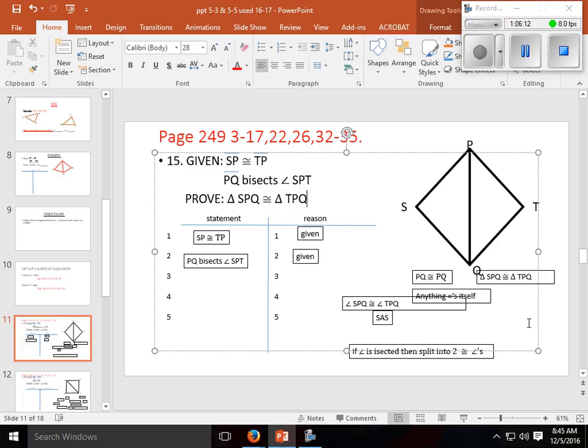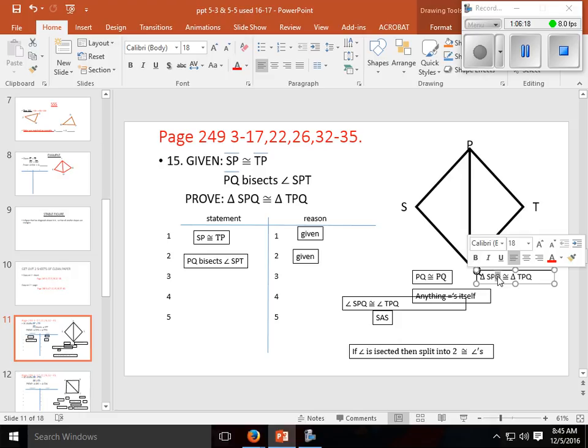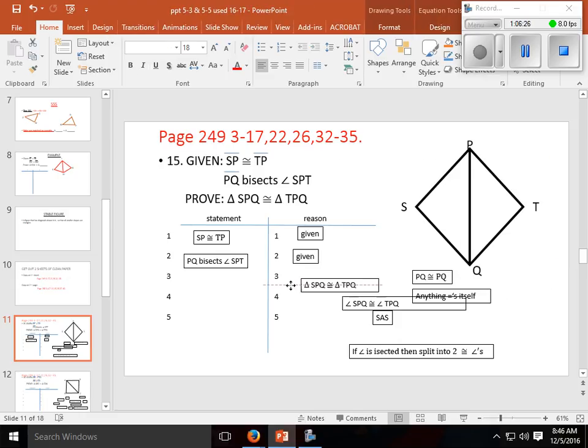Click and read. Is that one SPQ? I think yes. Everybody agree with that? Angle SPQ is congruent to angle TPQ. That's right.